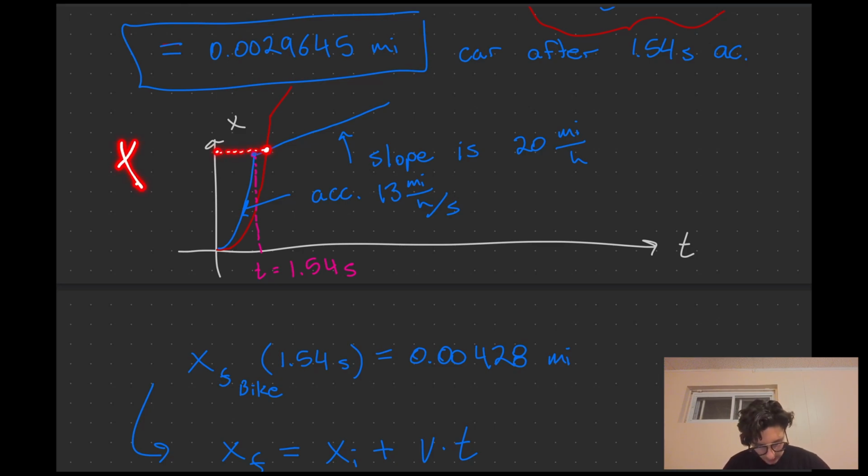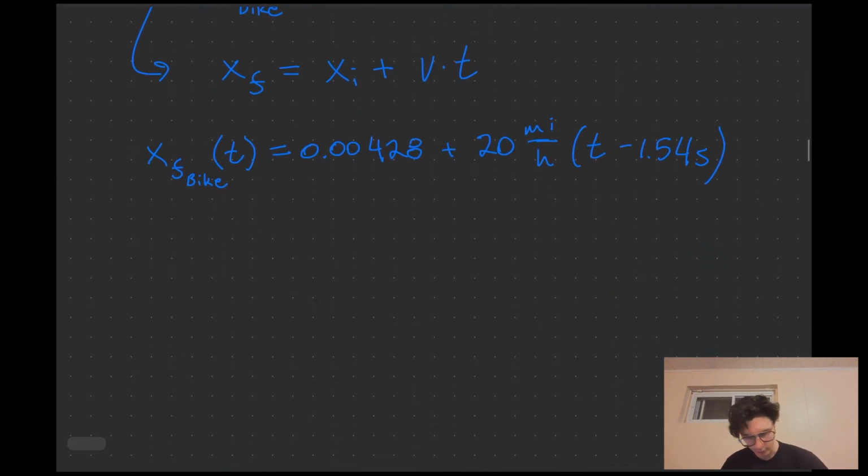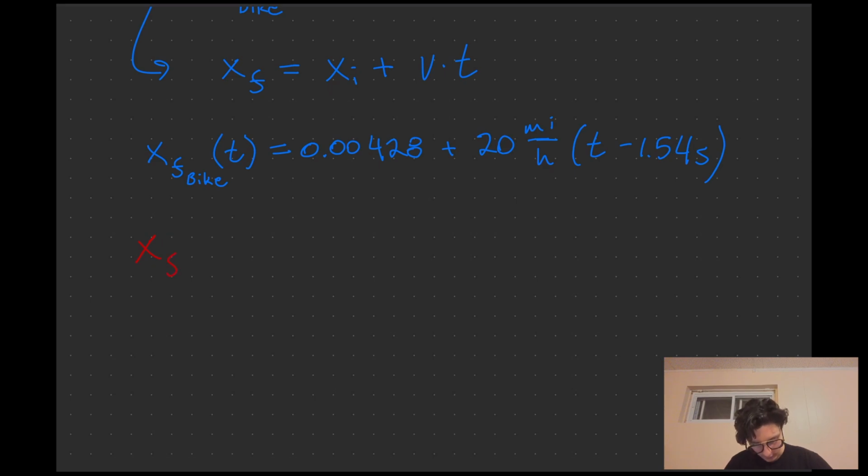This is where x of the bike equals x of the car. And here, if we look down and find this t value, that will be the answer for part A. I hope that makes sense. Luckily enough, we have the equation for the position of a car. It is exactly what we saw before.